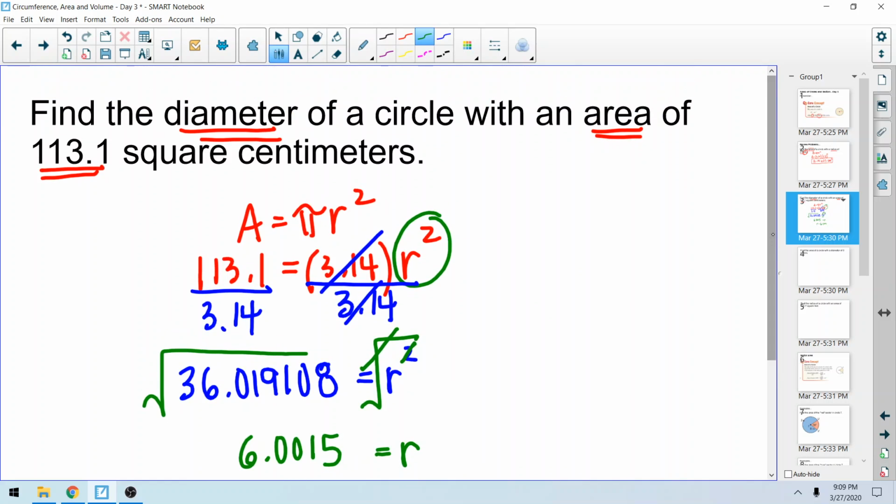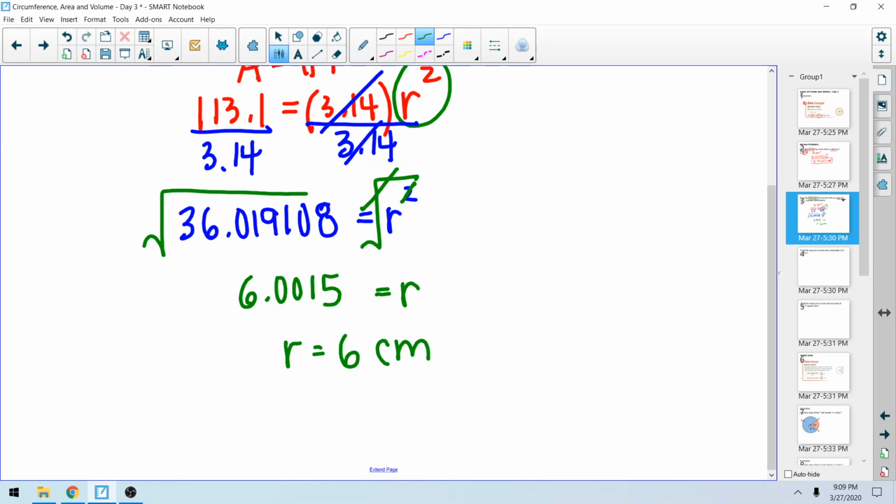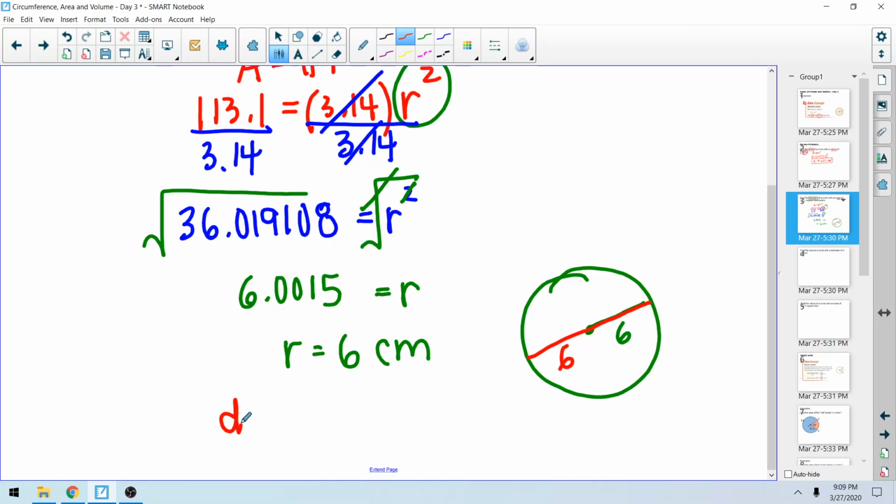Now if I go back and look, it says find the diameter. Well, we didn't find the diameter, we found the radius. So let's go look at our circle for a minute. Here's our circle. We have a radius, which is 6 centimeters. But they want the diameter. And remember, the diameter is the whole way across. So if the radius is 6, that means the other radius must be 6, which means the diameter must be 12.